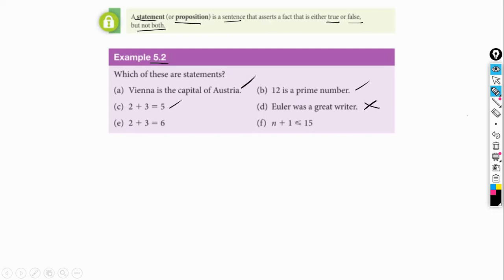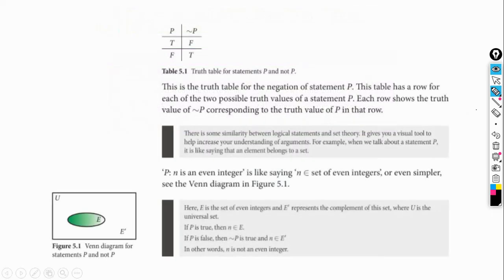E. 2 plus 3 equals 6. This is a statement, although it's false. And F. n plus 1 is less than or equal to 15. This is not a statement because it can be either true or false. It depends on the value of n. This is what is known as an open statement. So now we're going to take a look at Table 5.1, which is a truth table for statements P and not P. So this is P, and this symbolizes not P. So obviously when P is true, not P is false, and when P is false, not P is true.